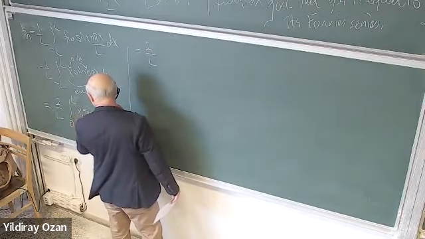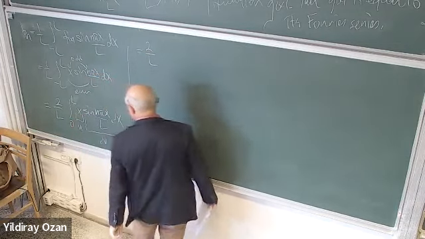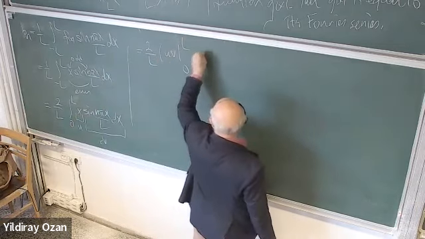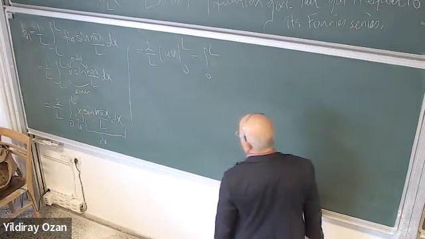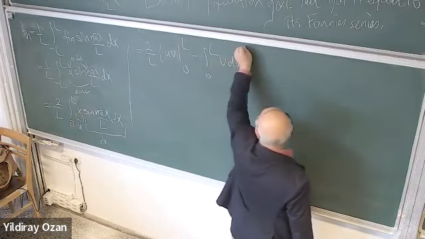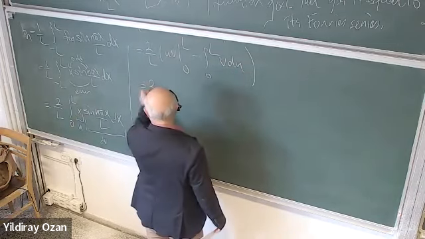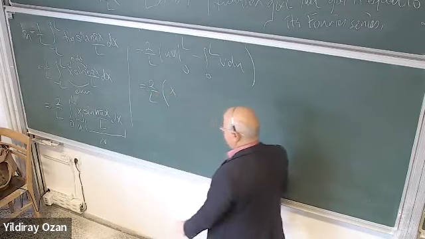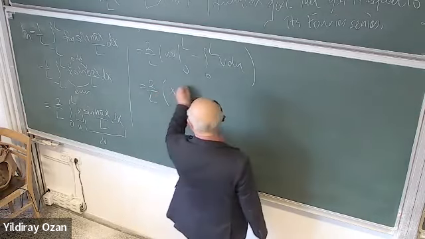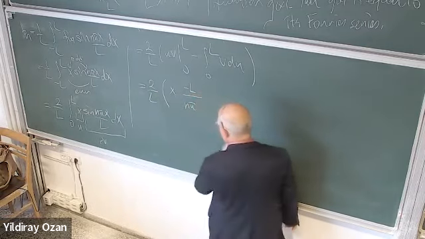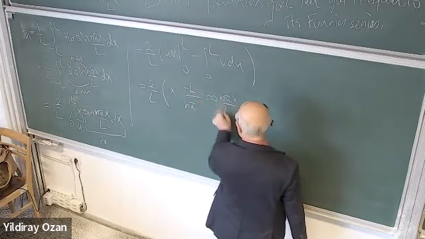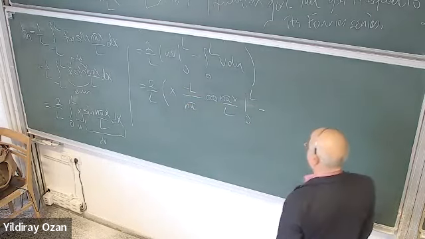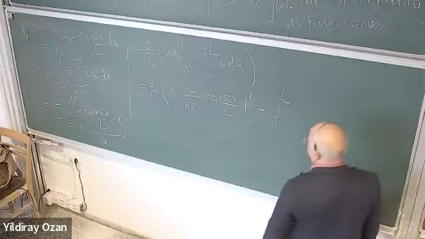Let's call this u, and this is dv. So this is just uv from 0 to L, minus the integral from 0 to L of v du. So 2 over L. What is u? u is just x. This is dv. So what is v? v is minus L over n pi cosine n pi x over L. Yes, and we compute this at 0 and L, minus the integral from 0 to L of v du.